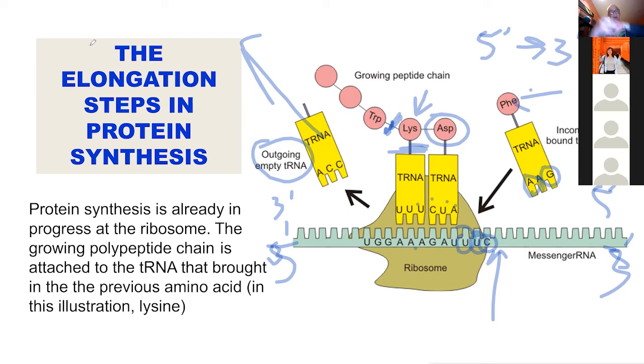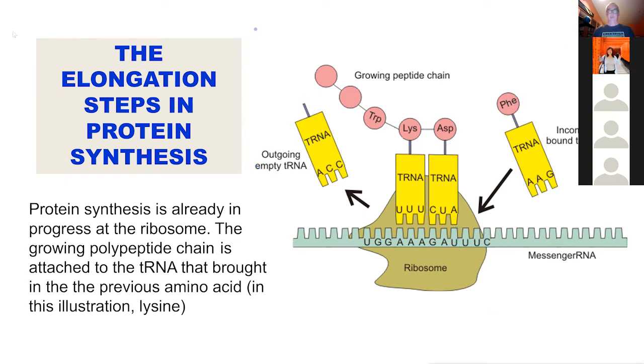Every time one comes in, it recognizes the triplet code, adds the amino acid, and then leaves out the other side. When it forms that peptide bond, at the same time, it breaks the bond at the 3' end of the transfer RNA where the amino acid was. And so now it's empty and it gets shoved out the other side. And we just keep continuing the process. We just keep going.